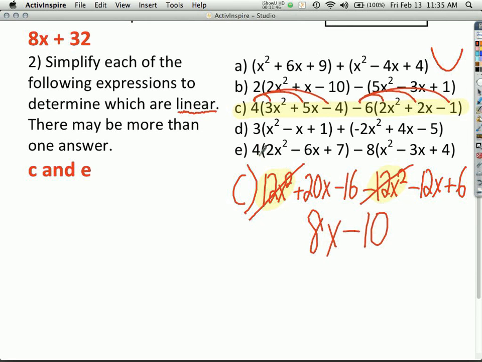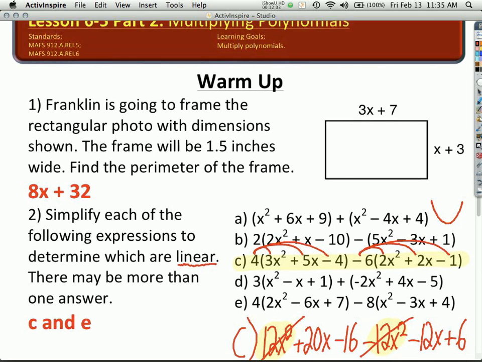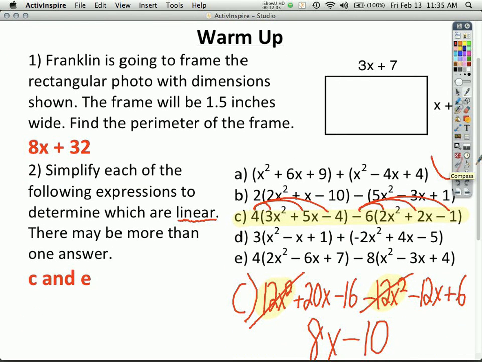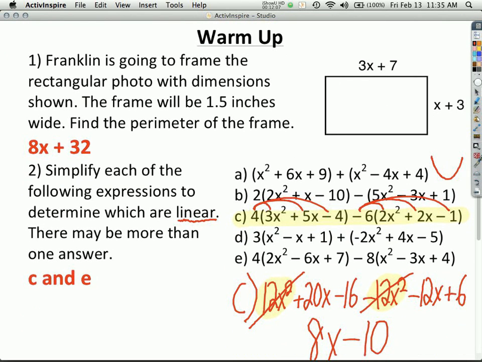If you do E, all the variable terms cancel each other out, and you end up with a constant, and that's also linear as well. Any comments, questions about number 2? Any comments, questions about number 1? Ethan?